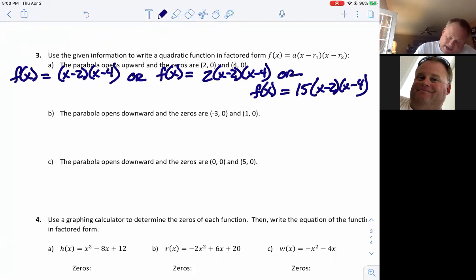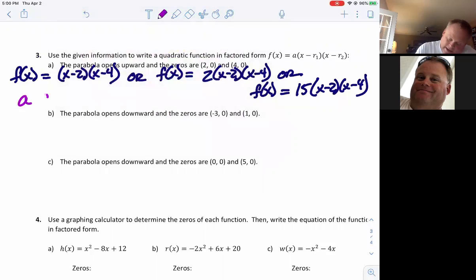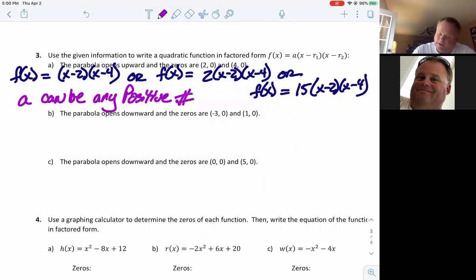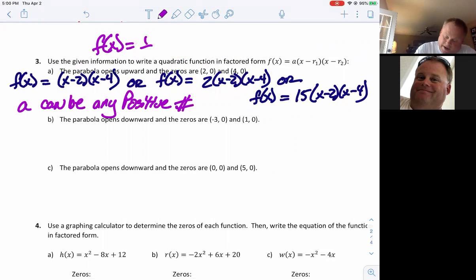A can be any positive number, okay? I could have written it as f of x equals 1/2 times (x minus 2)(x minus 4). It doesn't matter to be a whole number. It could be a fraction as well.